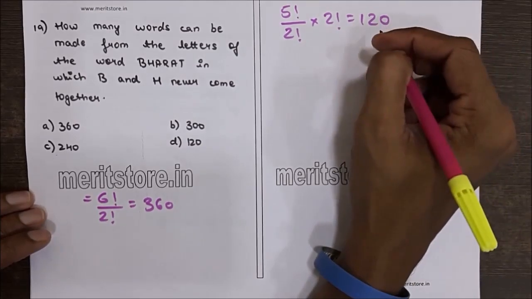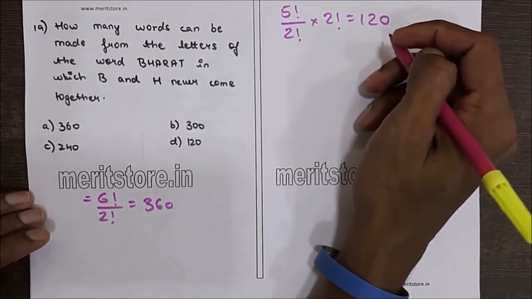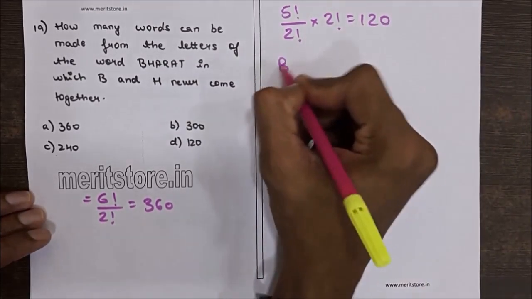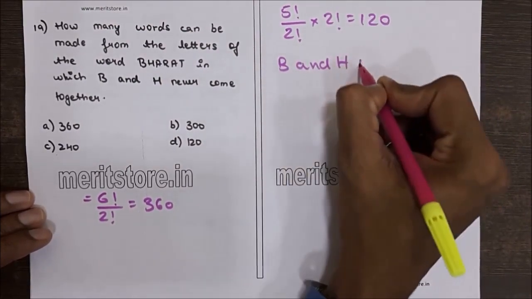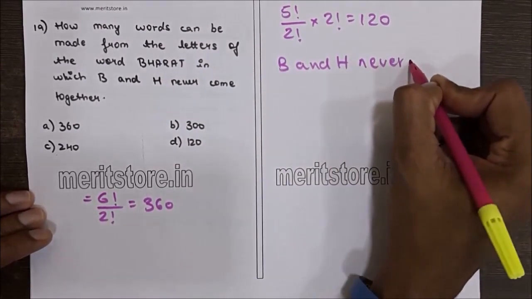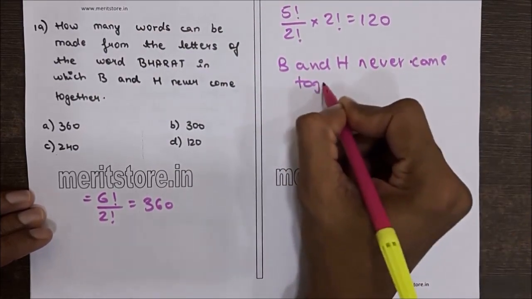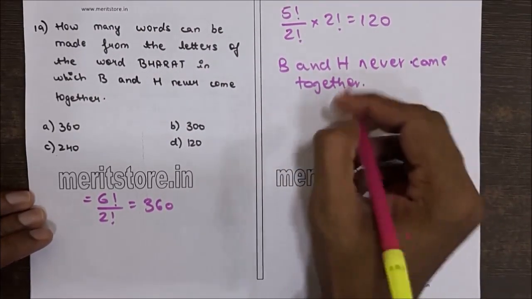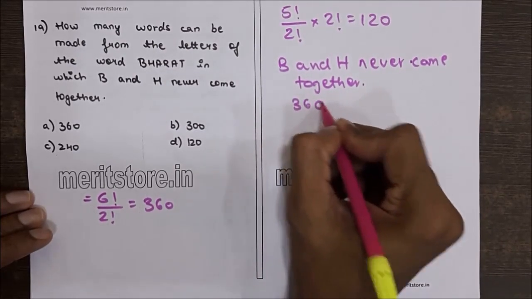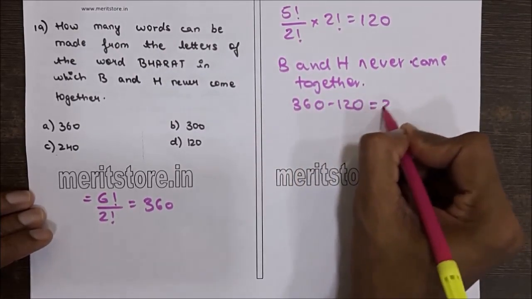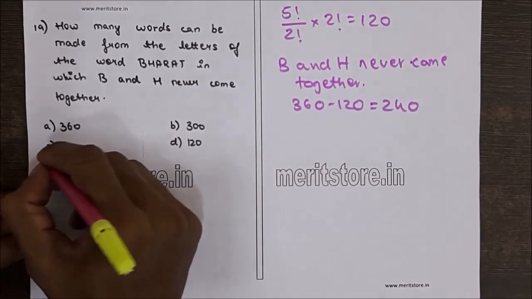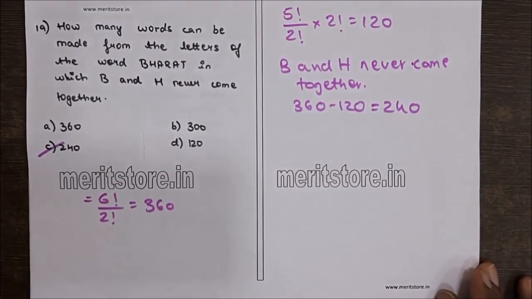And the required number of ways in which B and H never come together is 360 minus 120, which is equal to 240, which we get as C. Therefore, option C is the correct answer.